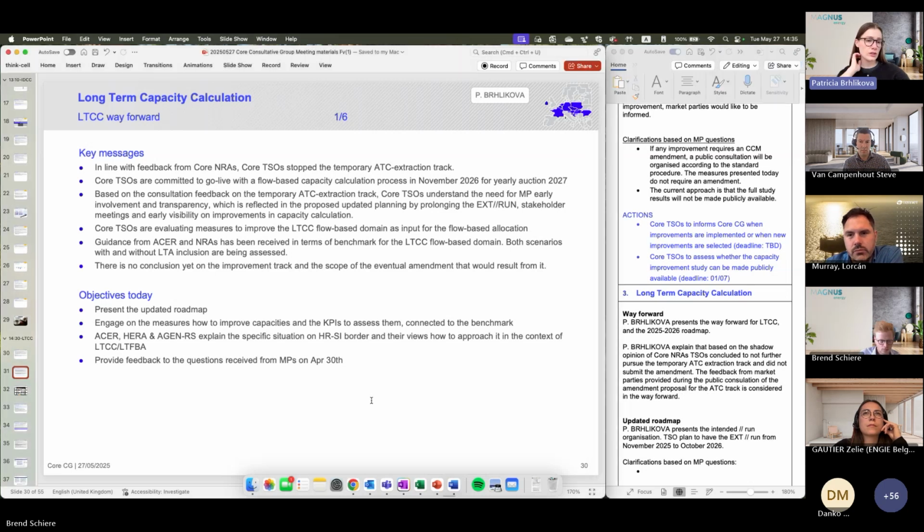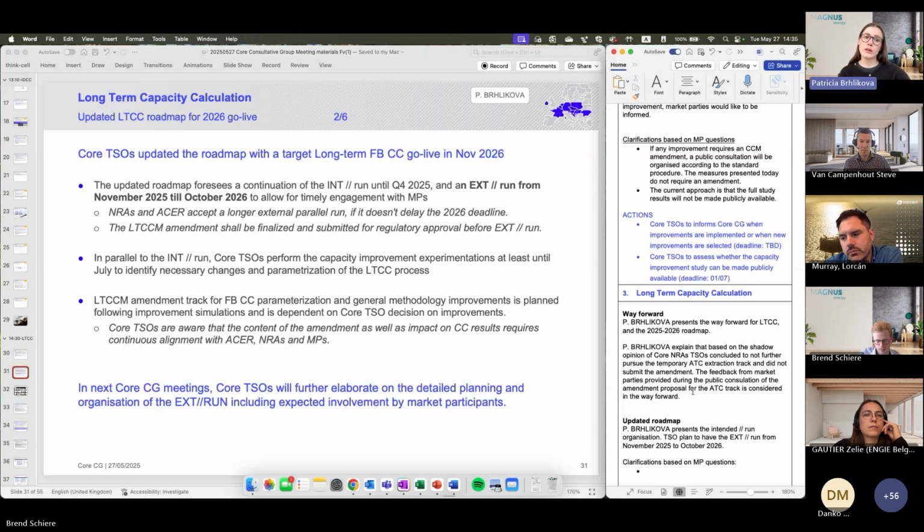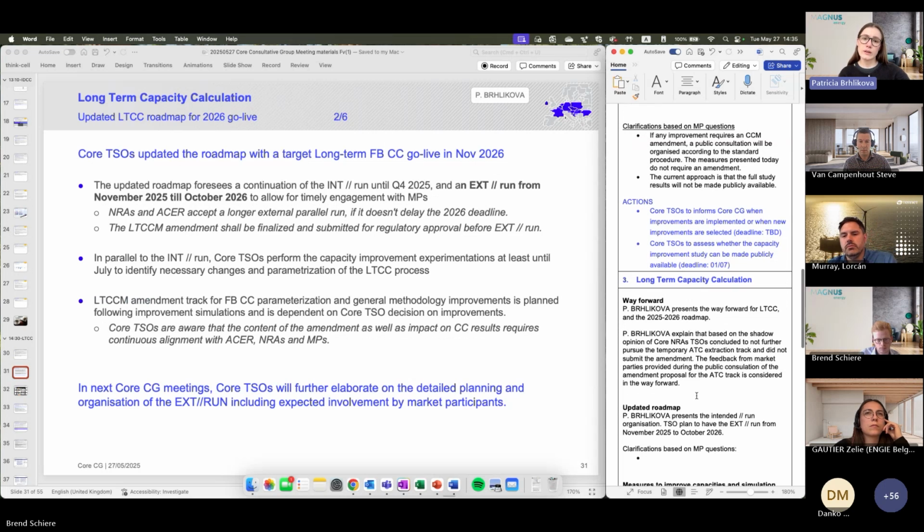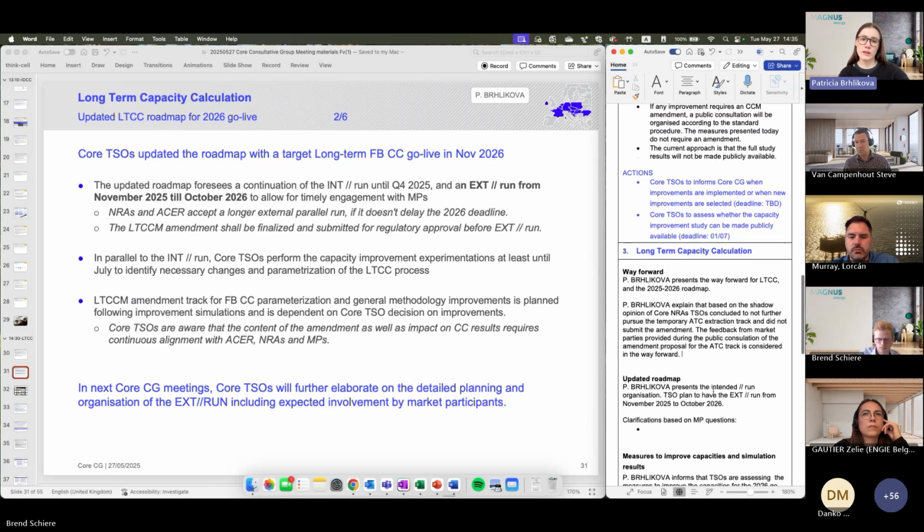This is an introduction to the roadmap. Following the reconsideration of the LTCC implementation, especially on the interim solution side, TSOs updated the roadmap, and we are now fully focusing on the target solution for long-term capacity calculation with a go-live in November 2026. I would say for the market participants, the key update here is that the internal parallel run should continue until Q4 2025.